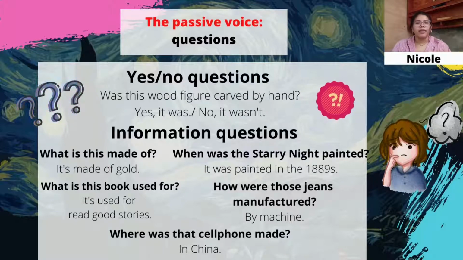And the last one, we have information questions. They are used to obtain information about a place, the name of a person, a time, a day, or the reason for something. For example, what is this made of? It's made of gold. What is this book used for? It's used for reading good stories. And when was the Starry Night painted? It was painted in 1889. How were those jeans manufactured? By machine. And where was that cell phone made? In China.